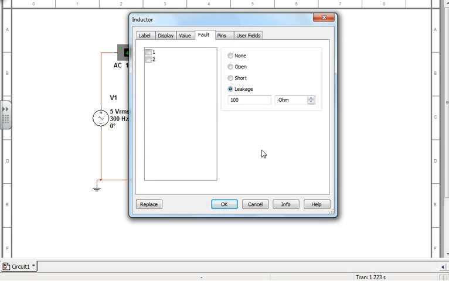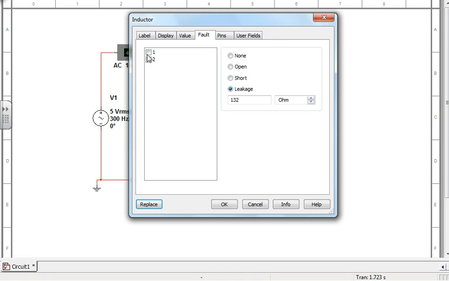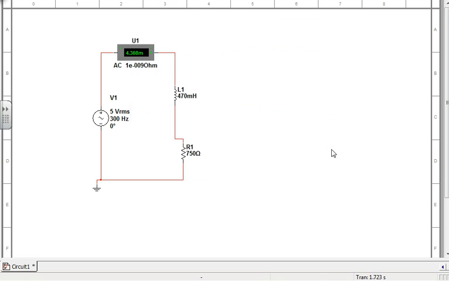Leakage. 130. 133. 132. 132. Yes. Hey, turn it on. Okay. All right, be that way. Stupid thing, anyway.